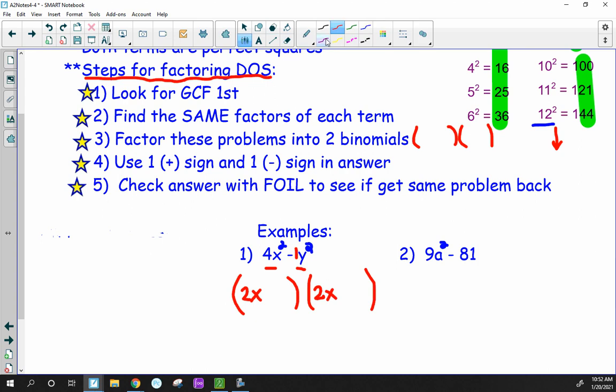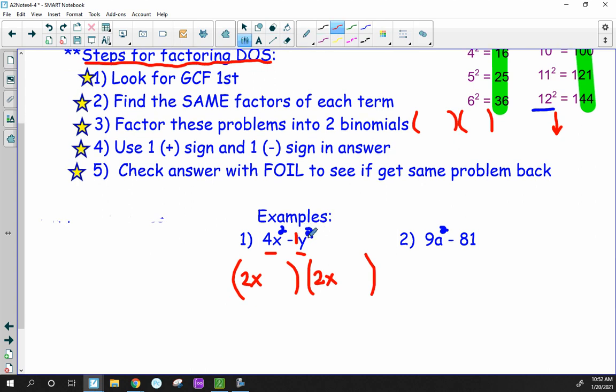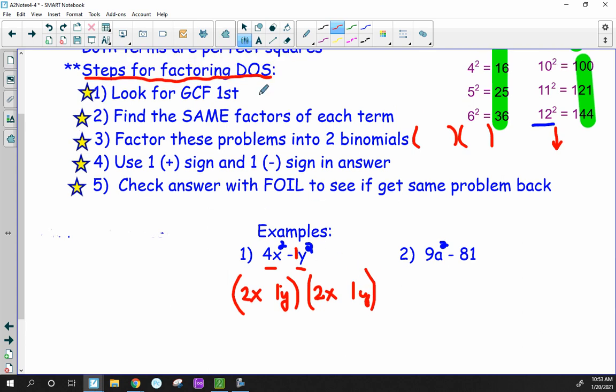Okay, next, your job is to look at the 1y to the second. Well, factor that into the same factor, 1 times 1, and then of course the y times the y. And you do not necessarily have to write the 1 as the coefficient. Okay, so I've looked for GCF. I didn't see one. I found the same factors of each term. Please notice these are the same.